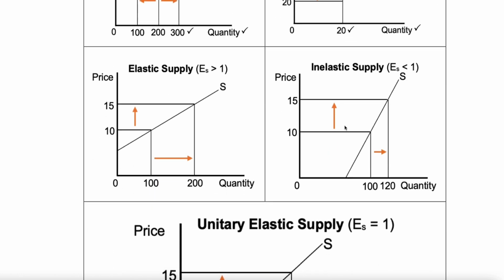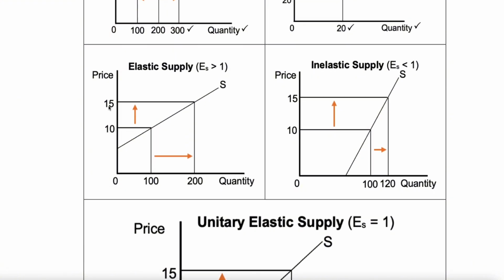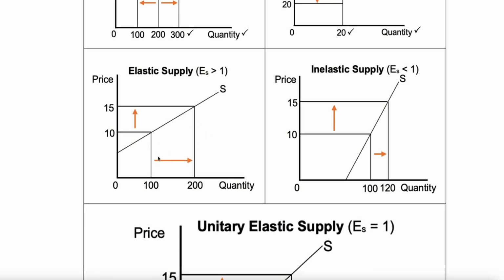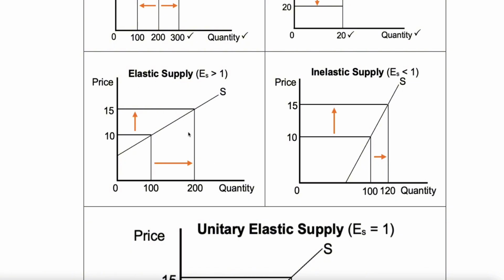And then here, price goes up by 50% from 10 to 15, but quantity supplied goes up by 100%. That means this is relatively elastic. Now here, the same magnitude from 10 to 15, it goes up by 50%, but the supply goes up by 20%. So this is inelastic. The response is tiny. The response is big.